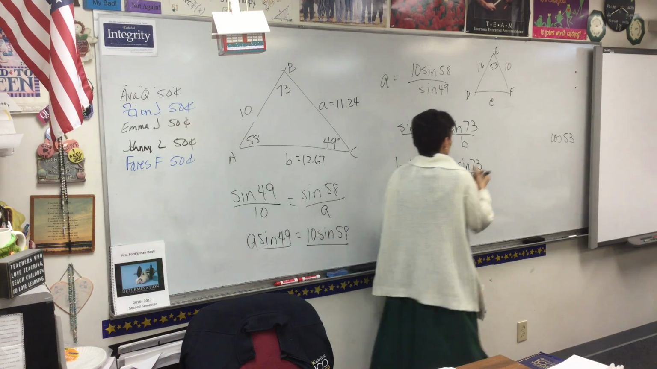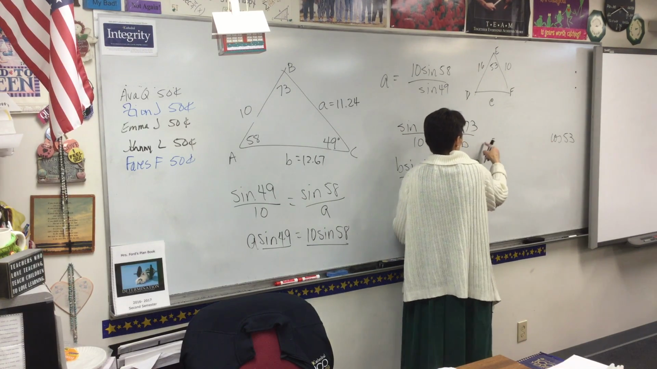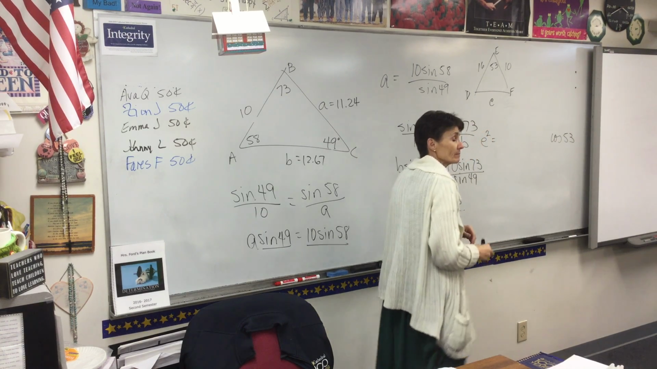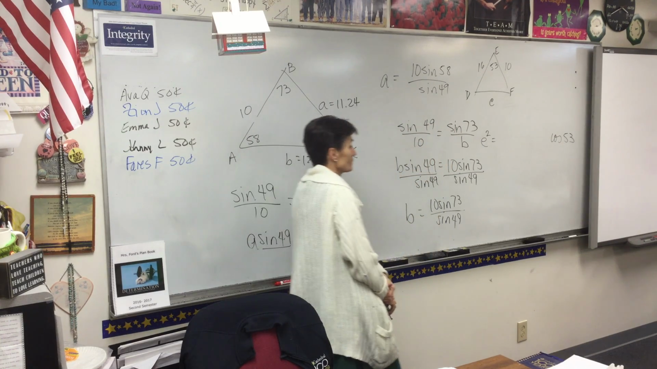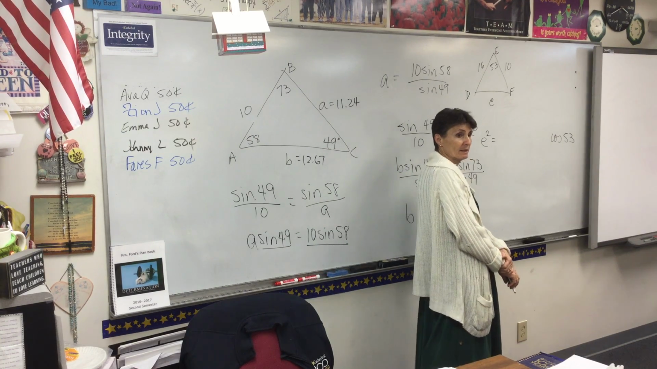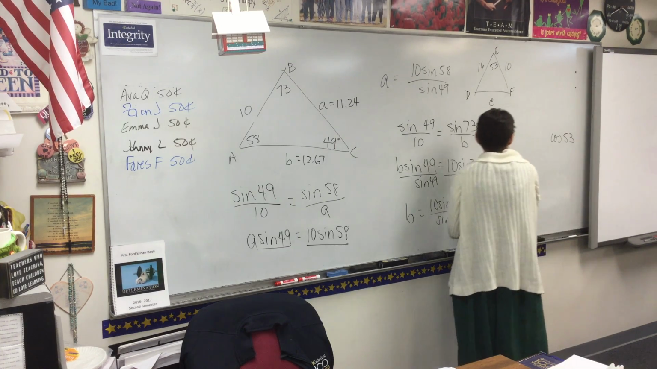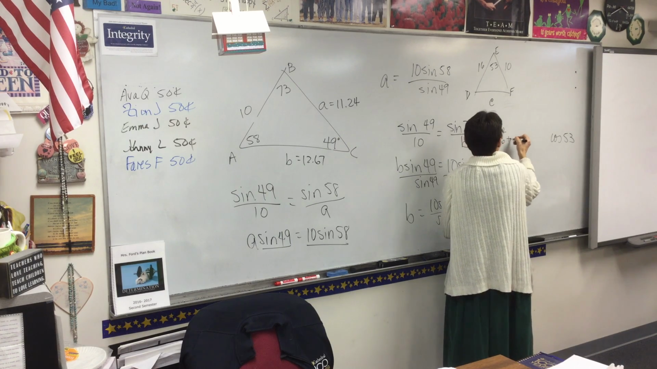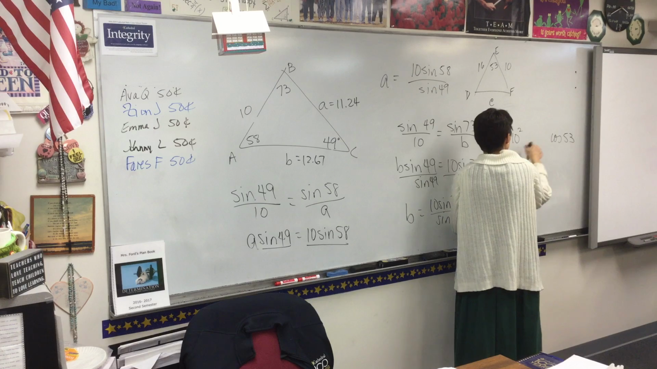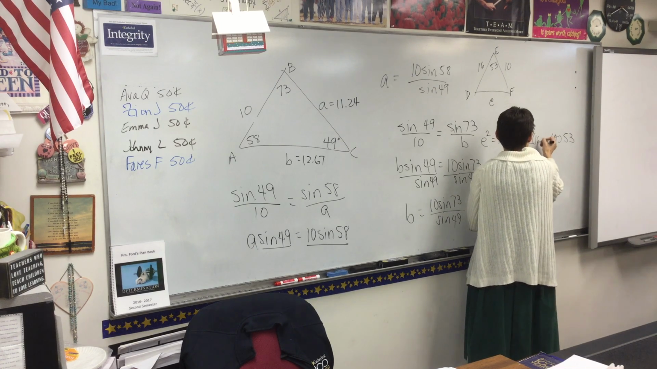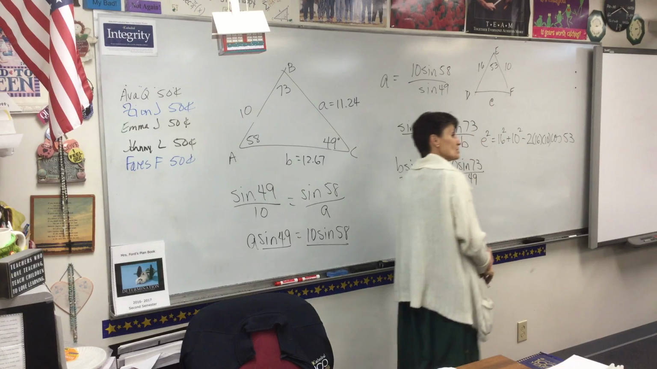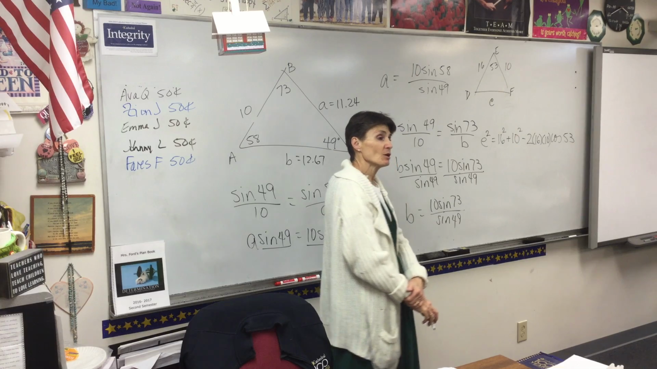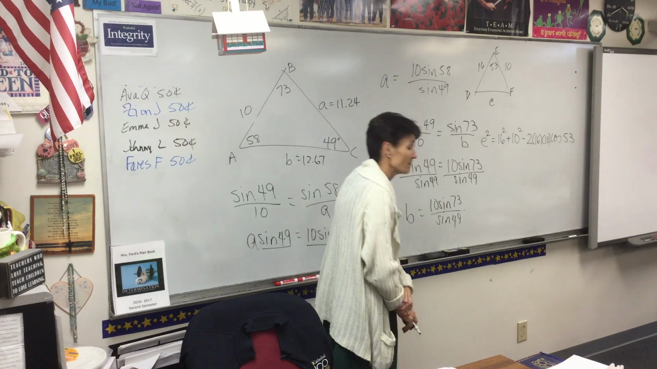right? Jordan, if that's cosine 53, what's over here? Yes, it's right there, e squared. What's all this stuff in the middle going to be? Side squared. So 16 squared plus 10 squared minus 2 times 16 times 10, perfect. So 16 squared plus 10 squared minus 2 times 16 times 10 times the cosine of 53.